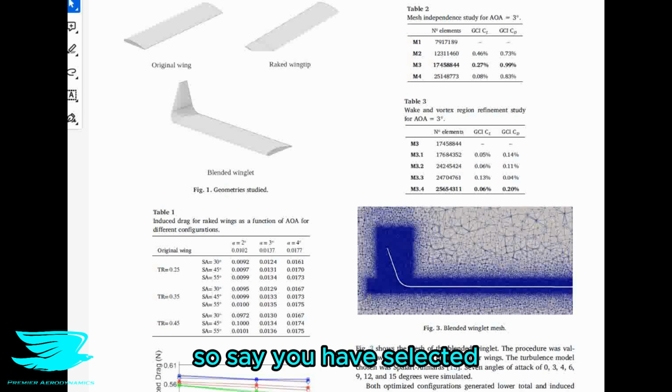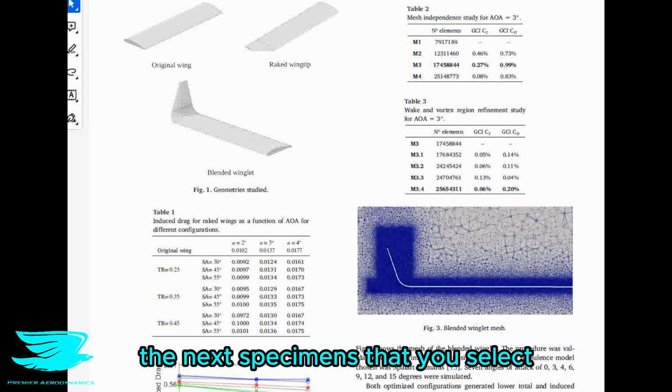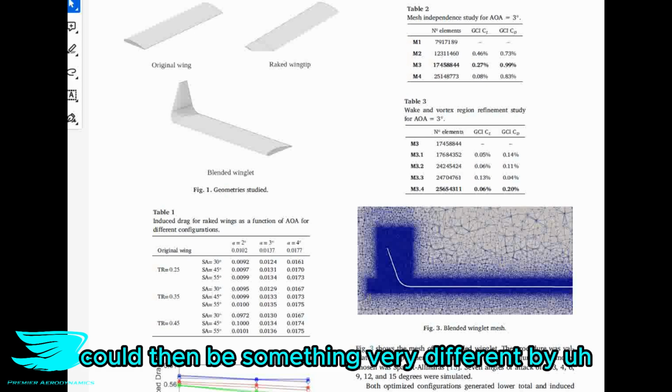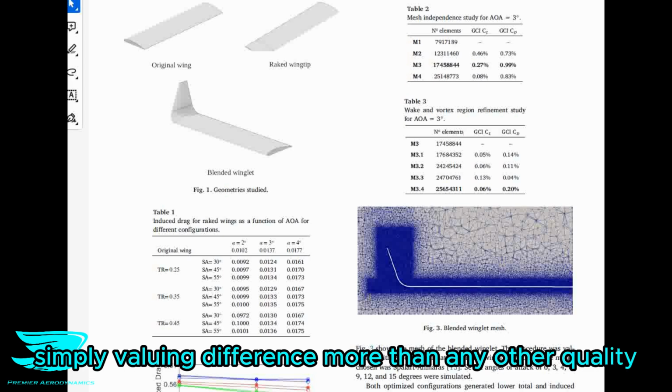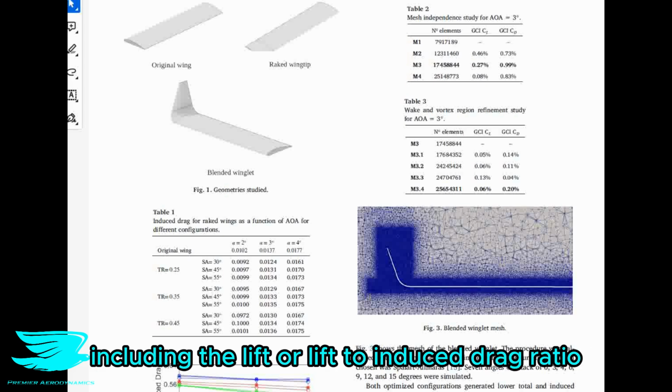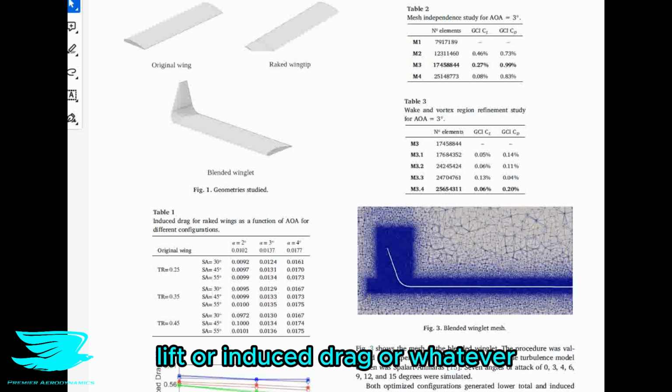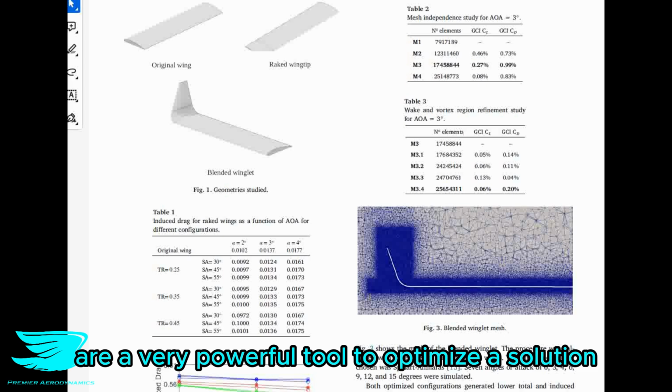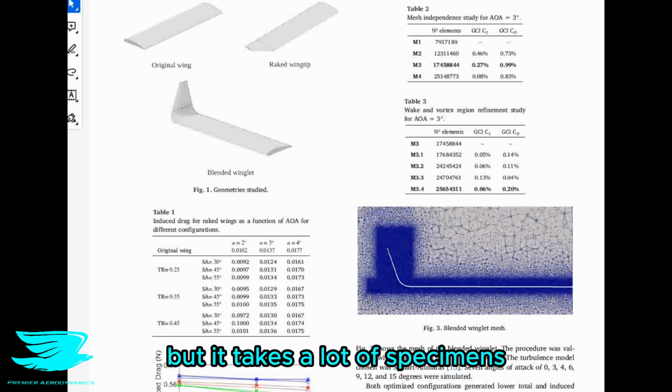So say you have selected, let's say, 5 specimens to breed some of the next generation. The next specimens that you select could then be something very different by simply valuing difference more than any other quantity, including the lift or lift to induced drag ratio, or whatever. And genetic algorithms are a very powerful tool to optimize a solution, but it takes a lot of specimens.